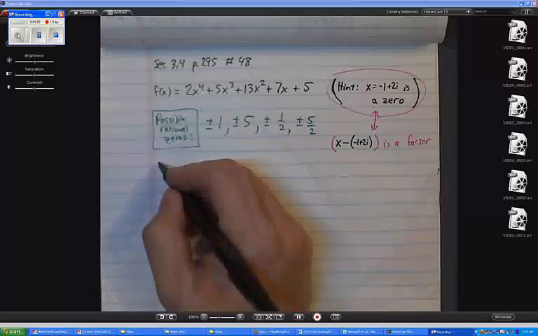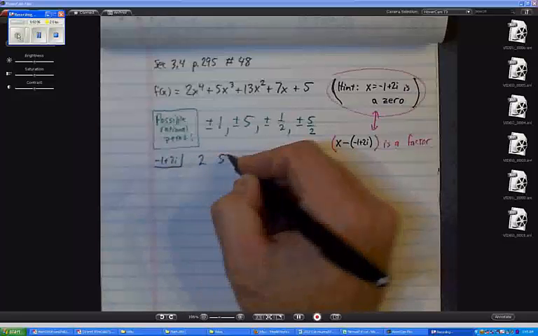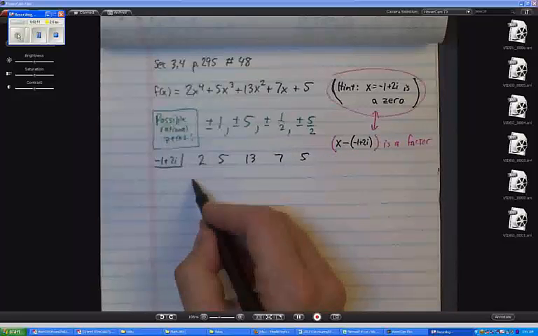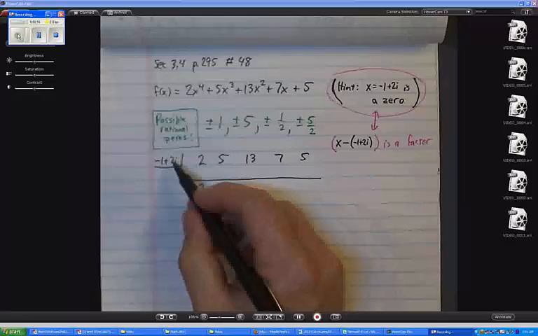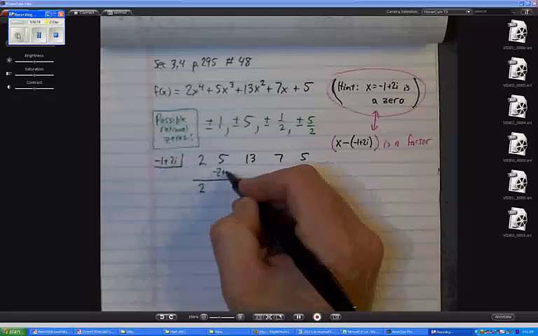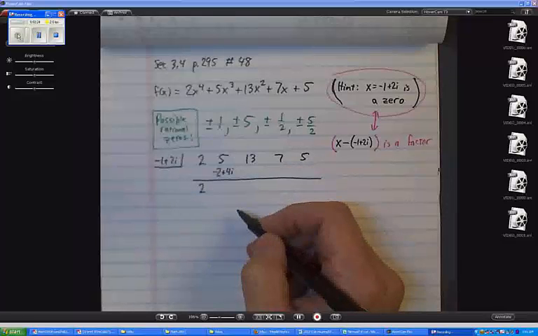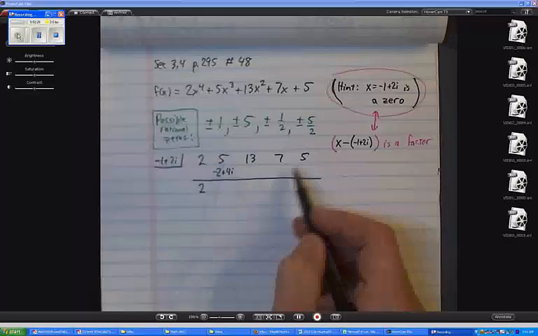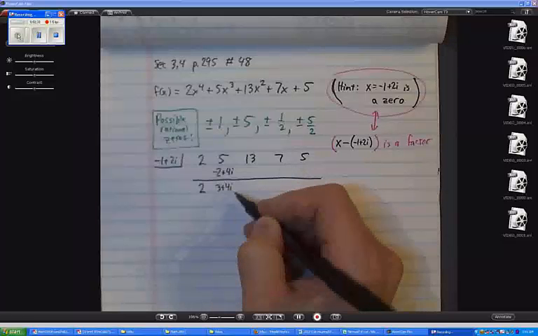So to find the rest of it, in other words, I want to divide this by that factor, we use the synthetic division routine. I'll put c in here, -1 plus 2i. I'll write down the coefficients, 2, 5, 13, 7, and 5. And here I go. 2. -1 plus 2i times 2 is -2 plus 4i. Now I have to add. When I add, you only have to add the real parts because these are real numbers. So I'm just going to get 3 plus 4i when I add. Does that make sense to people?